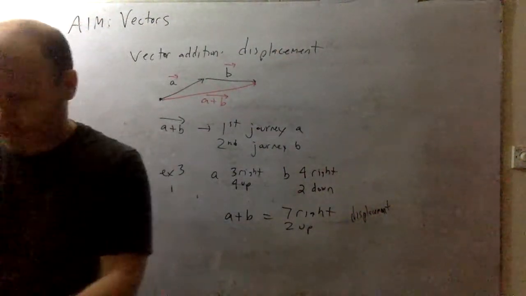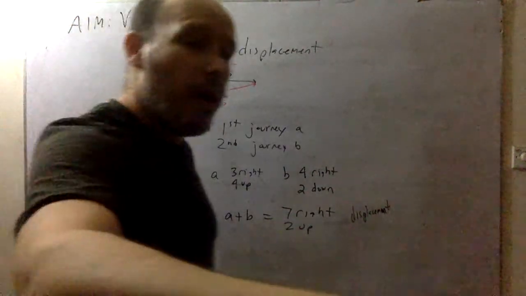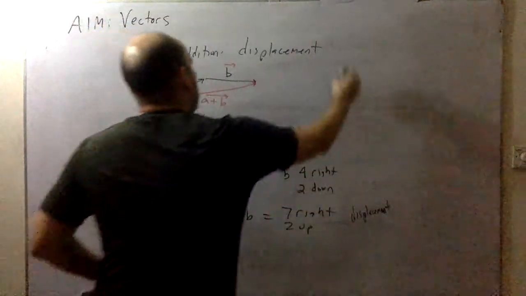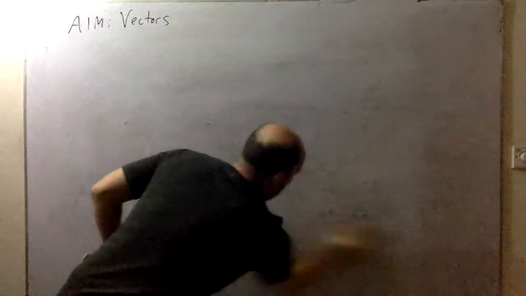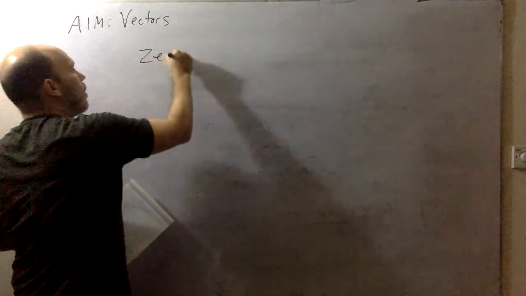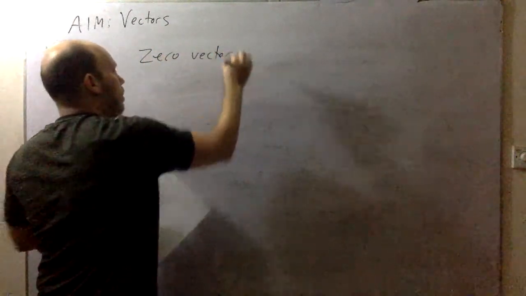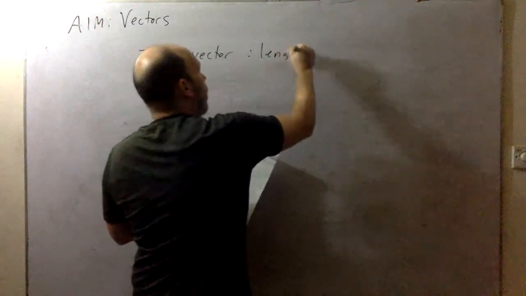Let's continue. Zero vector. We will continue with this. What is a zero vector? A zero vector has a length of 0.